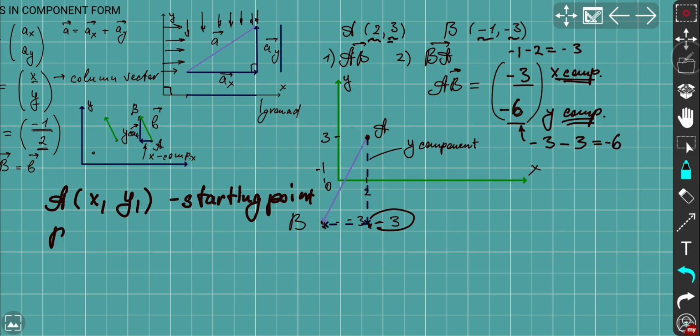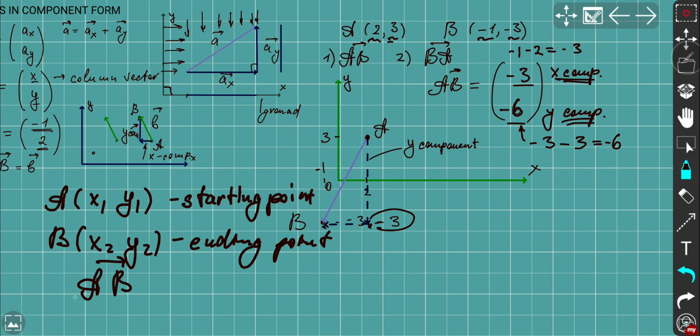You have an ending point with coordinates x2 and y2. That's the ending point. In order to figure out the vector that emanates in A and ends up in B, so basically vector AB, you just simply need to make the difference of the components. So if you want to figure out the x component, it's going to be the x2, the coordinates of the ending point B, and you simply subtract the starting point x1 coordinates.